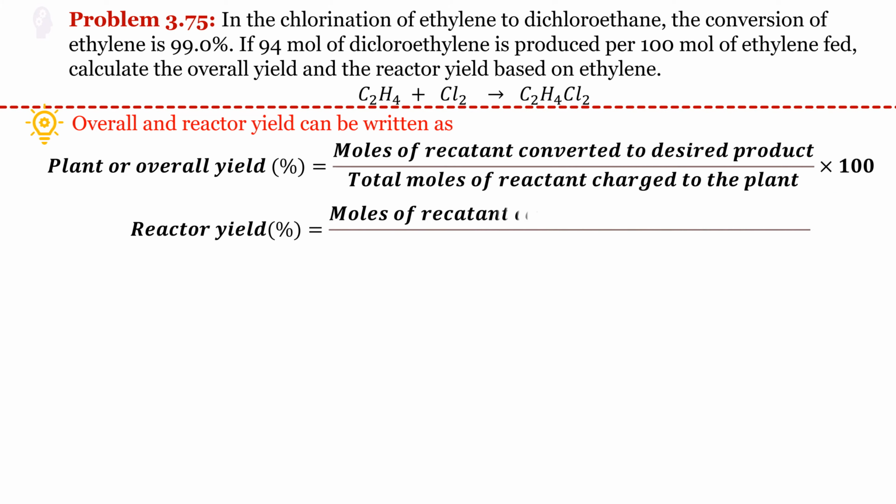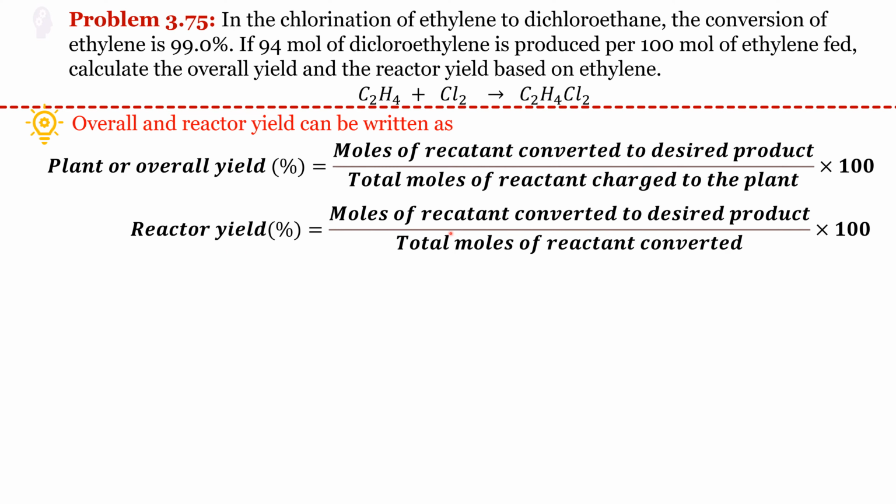Now we can also define the reactor yield. In case of reactor yield, we will take the total moles of reactant converted. Now the total moles of C2H4 fed to the reactor is 100 moles, because it is given that 94 moles of dichloroethane are produced per 100 moles of ethylene fed, which means moles of ethylene fed to the reactor is 100 moles.